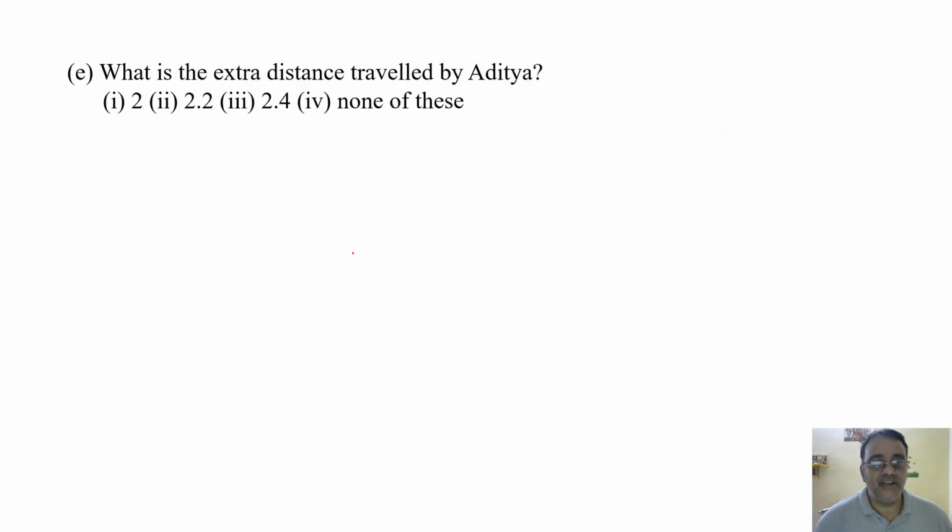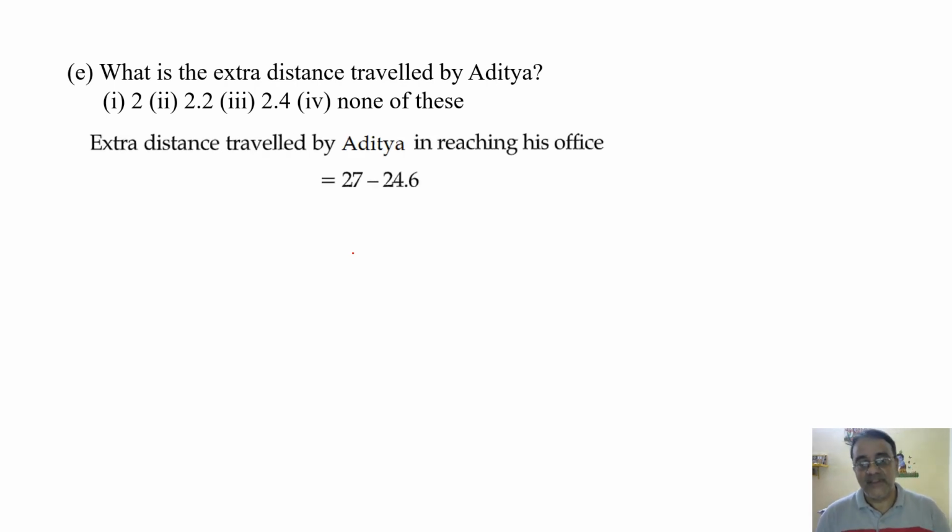Now we are moving toward the last question. What is the extra distance traveled by Aditya? उसको चलना था 24.6, लेकिन उसने 27 किलोमीटर ट्रैवल किया. So we have to subtract, and this is equal to 2.4 kilometer, and the correct option is the third one. Now we are moving toward the seventh question.